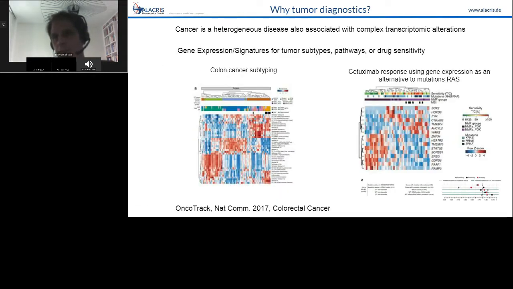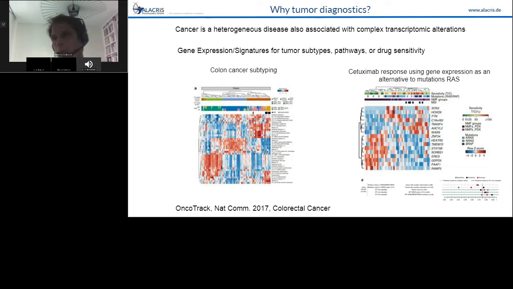So you need a specific diagnostics to account for that heterogeneity, and this is not only due to genetic changes, but also due to epigenetic changes, which could be reflected or are affected in the transcriptome. So again, from colorectal cancer, here are two examples for transcriptomic patterns. On the left, you have different colon cancer subtypes, which can be made visible due to transcriptomic clustering, and those have associations to prognosis or could have associations to therapy.